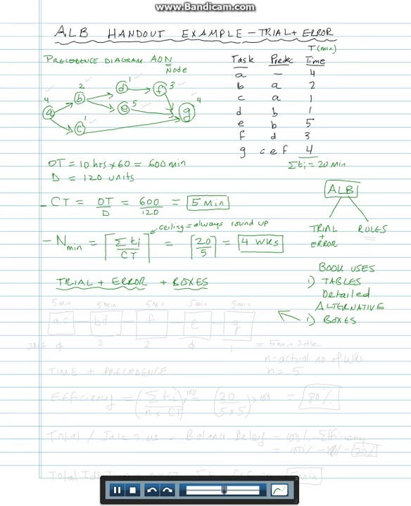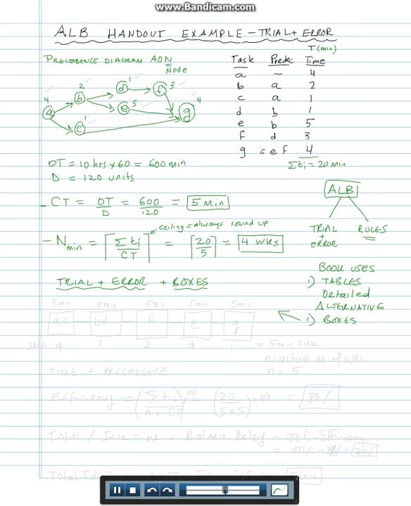But cycle time will have one answer and min will have one answer, but the design of the assembly line could be different. Unless you're using rules, of course. We'll talk about that later. So let's do the trial and error using boxes.